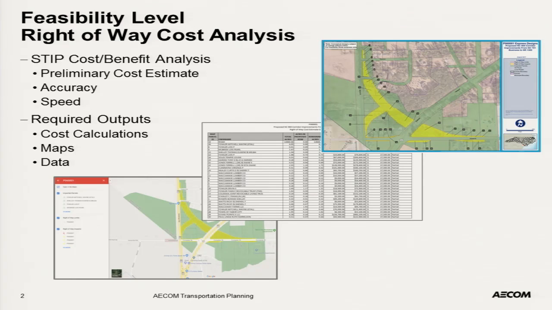So the STIP, like I said, they perform a cost-benefit analysis. These are our preliminary cost estimates. They need to have a high level of precision, and we need to be able to do them quickly because their Express Designs program has over 30 consultants who each get about 5 weeks to do a conceptual design for a project and return it to DOT so that they can do this cost-benefit analysis to put into the STIP.